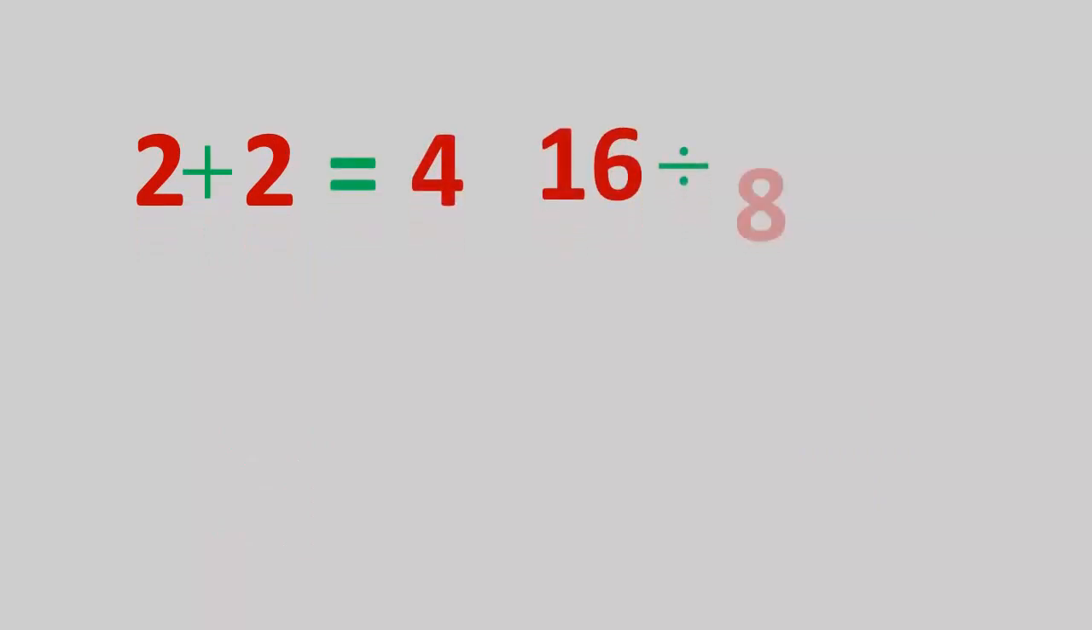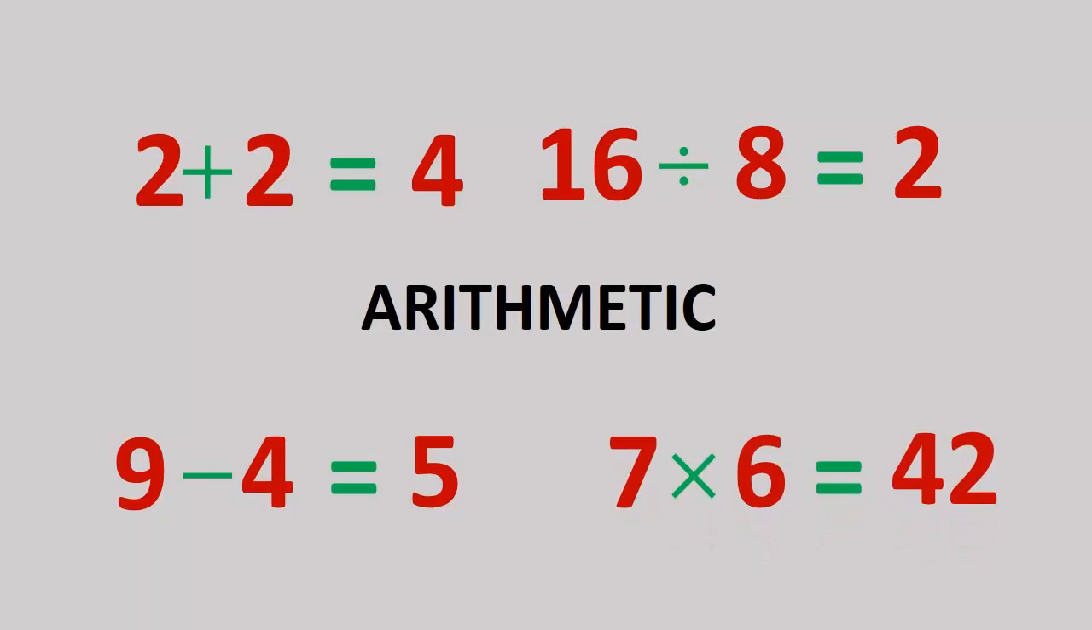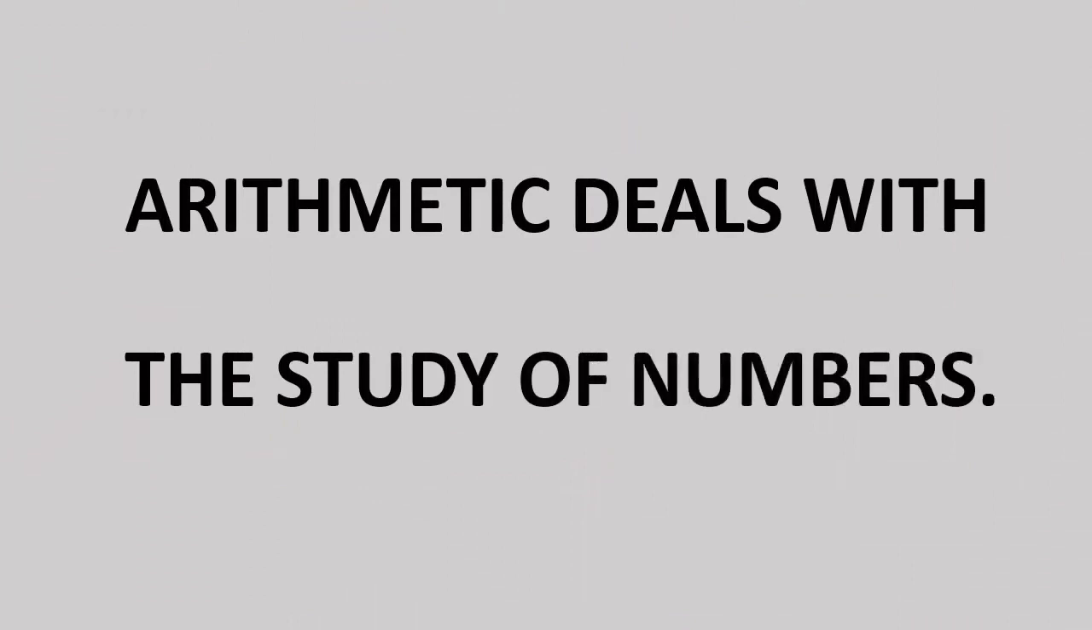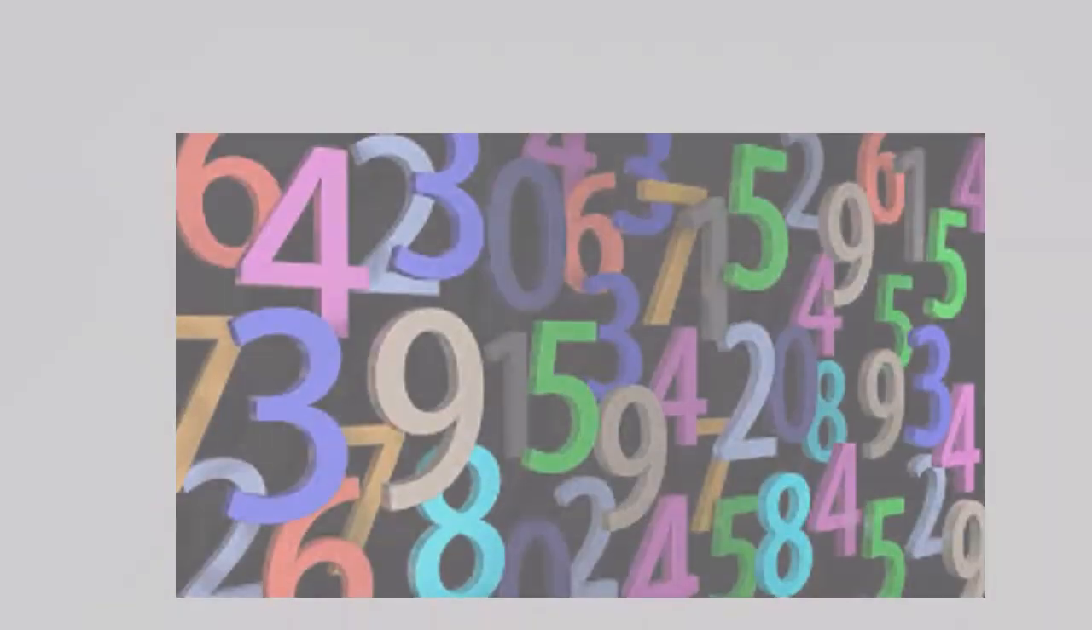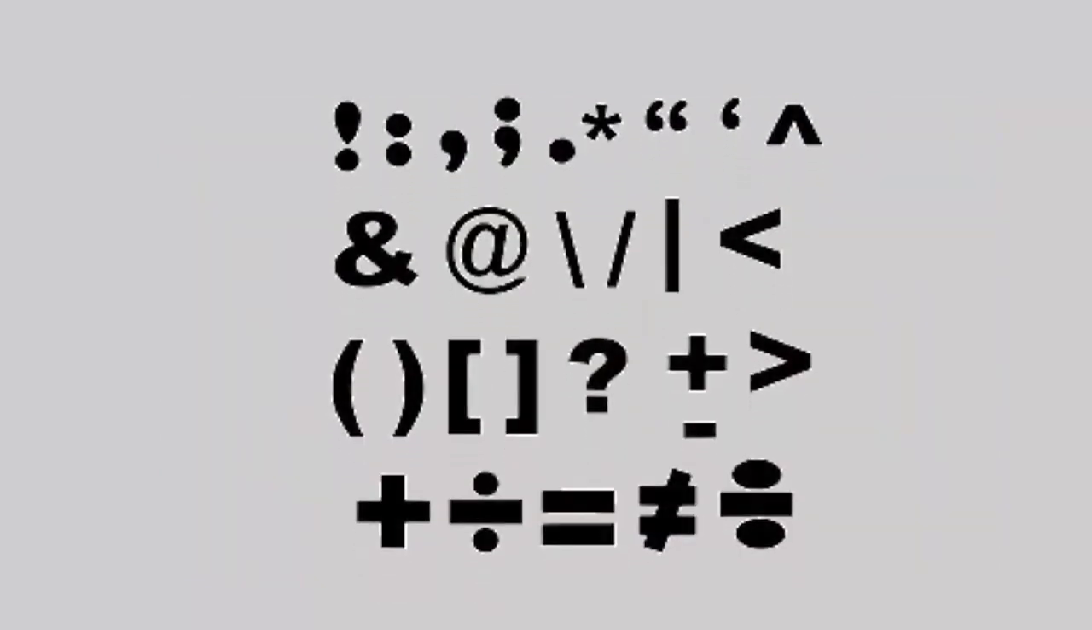The area of mathematics where numbers are combined with some basic operations and their calculations forms a different branch in mathematics called arithmetic. Arithmetic deals with the study of numbers. Let us learn about one of the most important branches of mathematics called algebra.